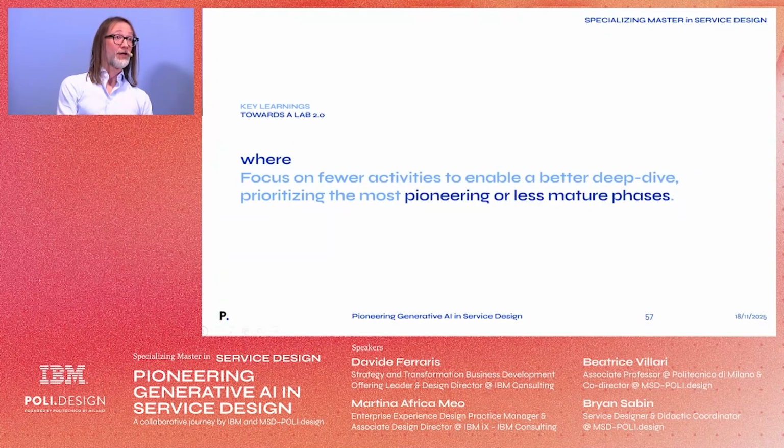And last but not least, the where. As Martina highlighted, this year we tried to cover the end-to-end process, going from the inception phase to the high-detail concept design. Next year, we are considering focusing on specific stages of the design process or specific activities, prioritizing the ones that are less mature, for example, or the most innovative ones, so that we can really push the boundaries of what can be achieved in the design field. These are our goals for next year, and I'm super excited about what we can do with agentic AI on our side. And back to Brian, I think.